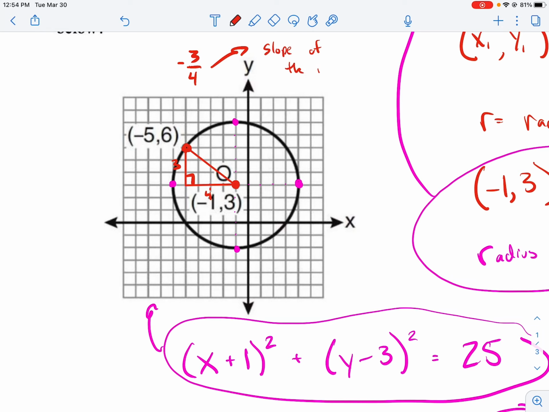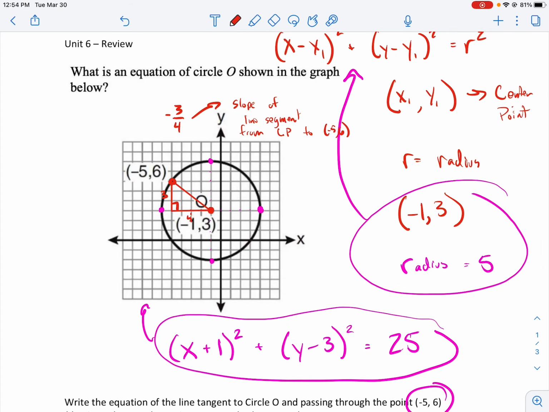So that is the slope of the radius, or the slope of the line segment from our center point to -5, 6. That's the slope of that line segment right there.